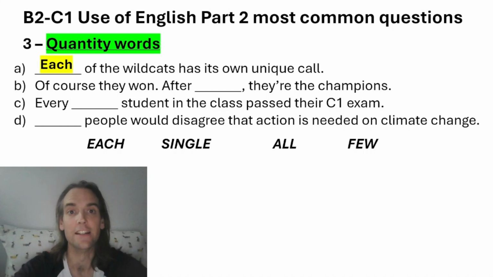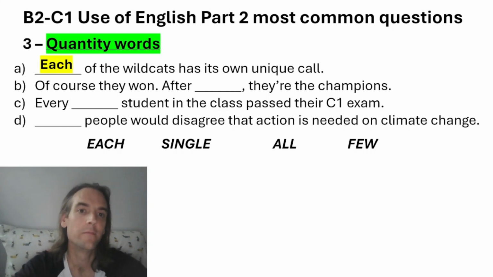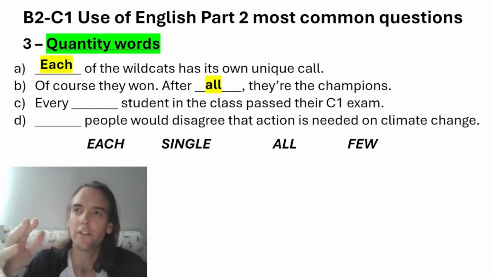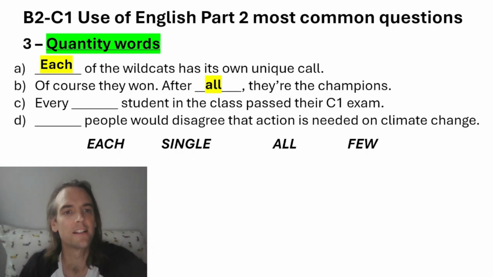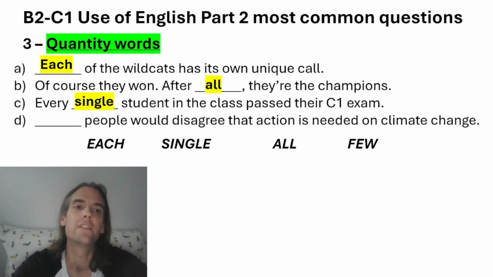A is going to be each, because we're referring to them as individual ones. Each of them has its unique call. B, this is an expression that you see quite a lot on C1, after all, meaning after reflection, like of course they won. On reflection, they're the champions. Sort of looking at something after it's happened, after all, of course it had to happen. C, another common C1 expression, every single, meaning all of them, but for emphasis.